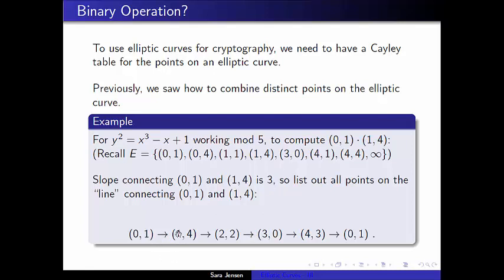And so I take (0, 1) and (1, 4) and combine them with the dot operation by taking this third intersection point and reflecting it across the x-axis. And it just so happened in this example that the reflection of (3, 0) across the x-axis is itself, so we didn't actually have any reflecting to do. We'll fix that problem as well with our next example.